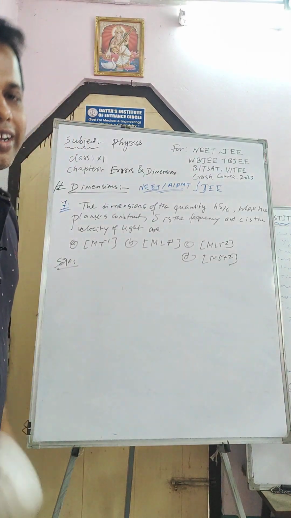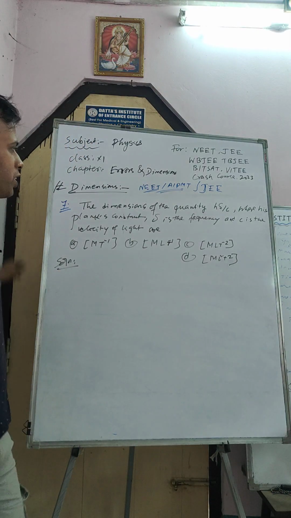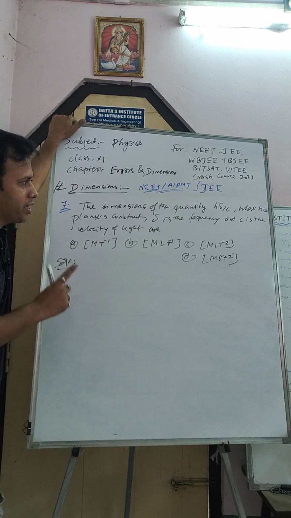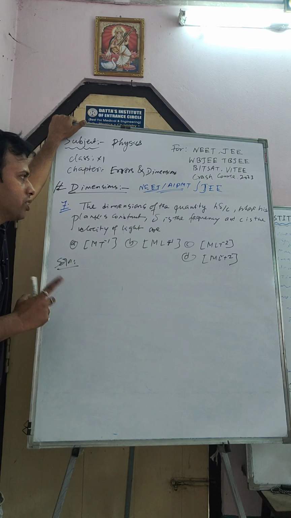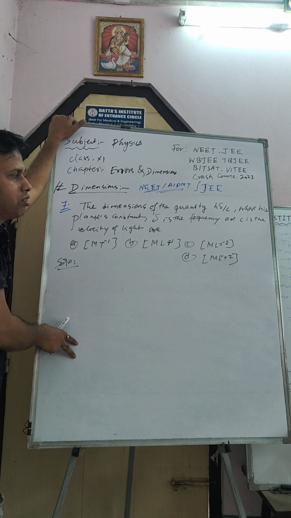Oh, I did not pause the video. Okay, sorry. We have to find the dimension of the physical quantity h nu by c, where h is Planck's constant, nu is frequency, and c is the velocity of light. Four options are given. Which option is correct? We have to find out.